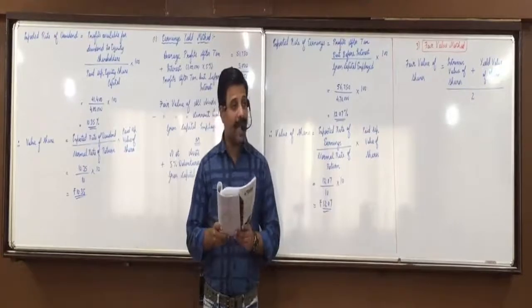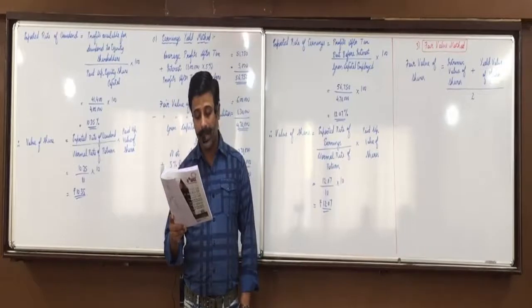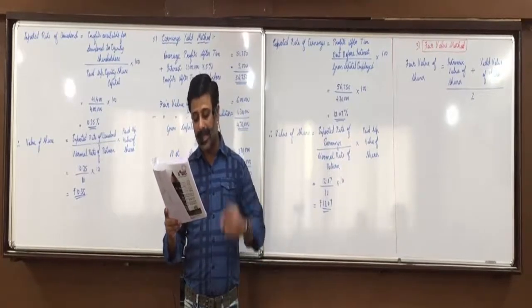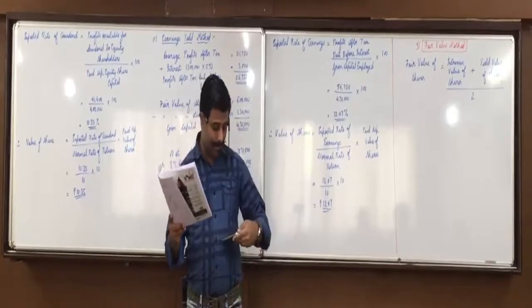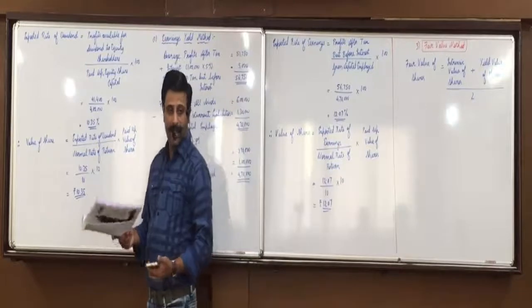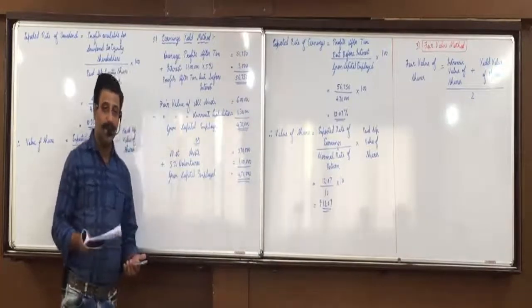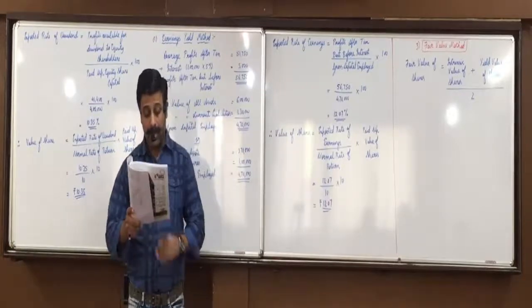The balance sheet of Diamond Limited as on 31/12/01 is as follows. Equity share capital rupees 100. See at the end what is asked. Intrinsic value method, yield value method, as well as fair value method. So fair value means after intrinsic and yield value just we have to do the average.